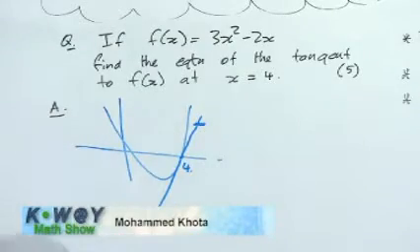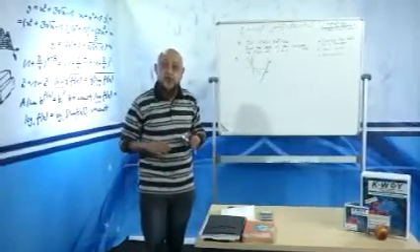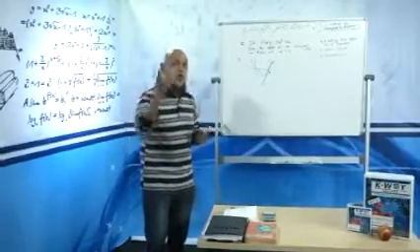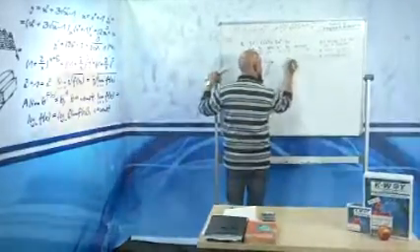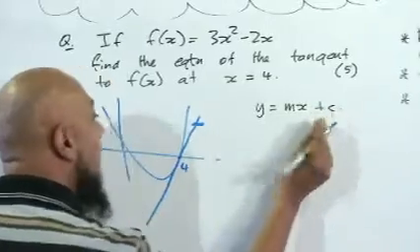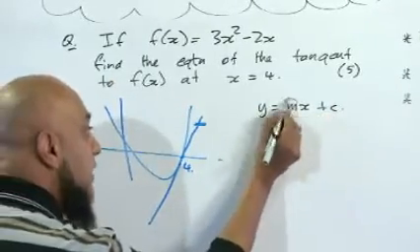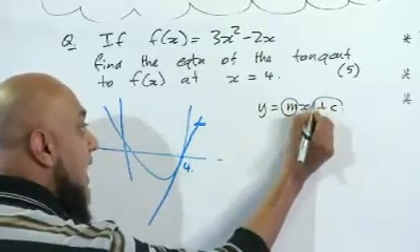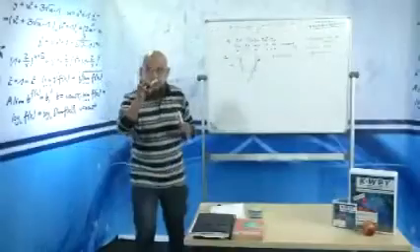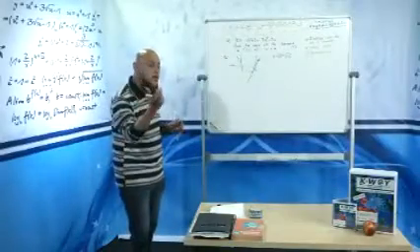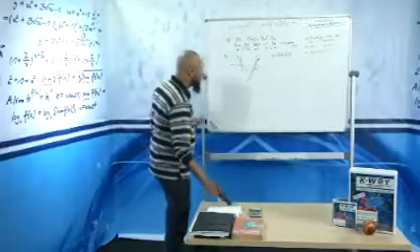Now we know that the tangent is a straight line, and the equation of a straight line is given by y equals mx plus c. What are the two major components we would require in order to get this equation? We'd need an m value, which is the gradient, and a c value, which is the y-intercept. Those are the two crucial components. So let's get started.